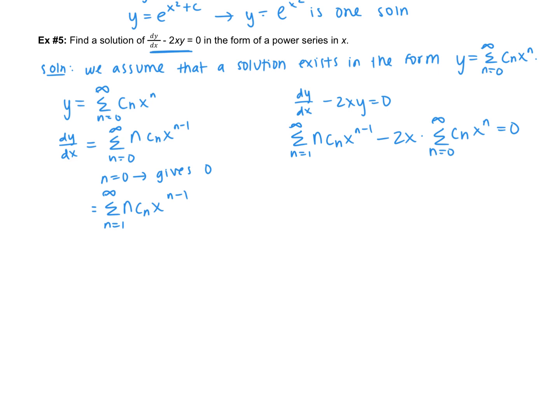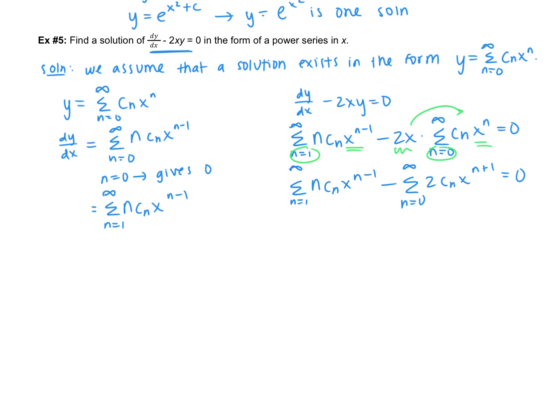This is where that last example comes into play now. So thinking back to our two needs, we need our indices to be the same, and we need these to start with the same power. Well, before we do that, let's deal with this 2x, which I'm going to multiply in. So what this becomes then, first summation stays the same. That second summation becomes 2cn x to the n plus 1.